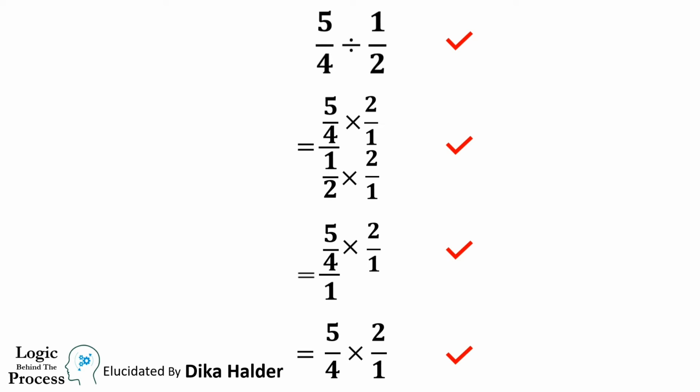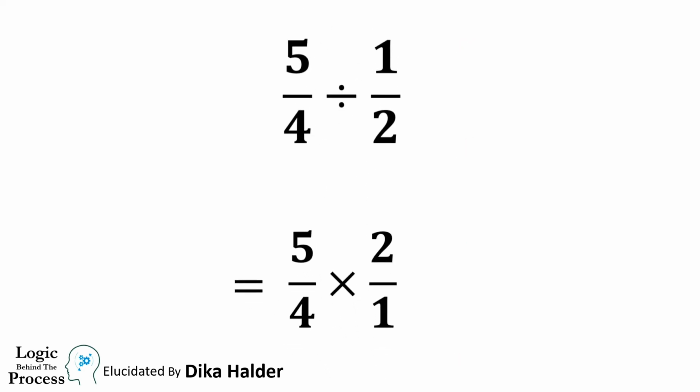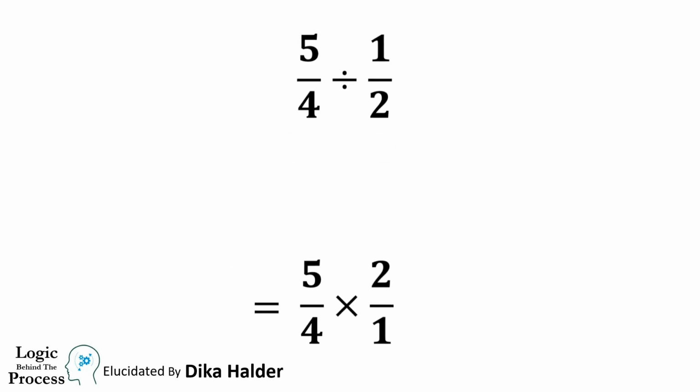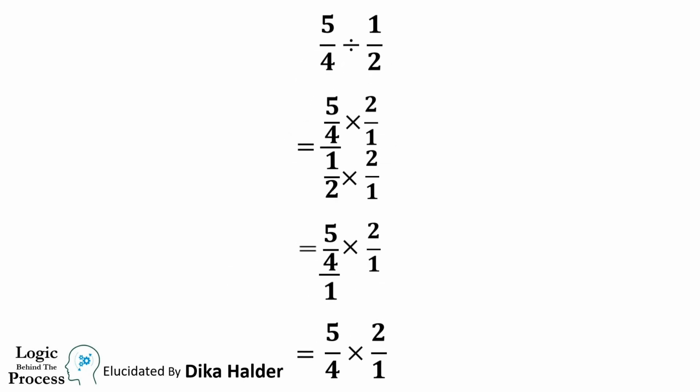Now look only at this line and this line and observe. It is like we just changed the division sign into multiplication and inverted the next fraction. So now we see how this process works. We can't understand it just because we eliminate these steps and write directly.